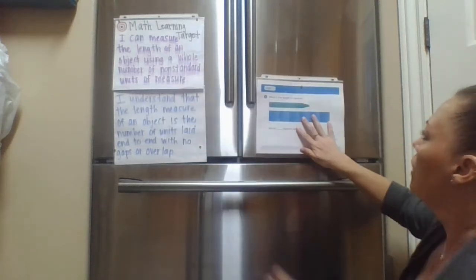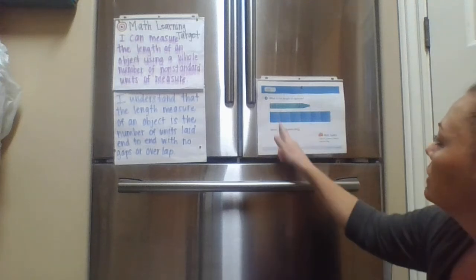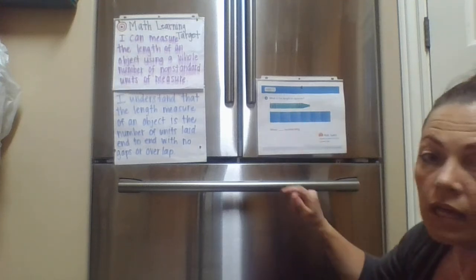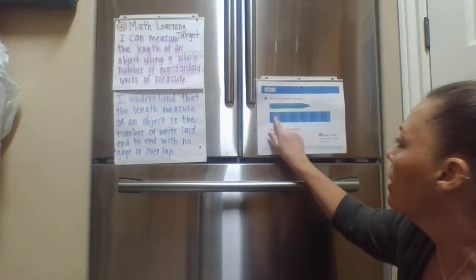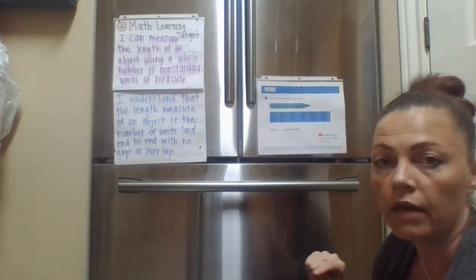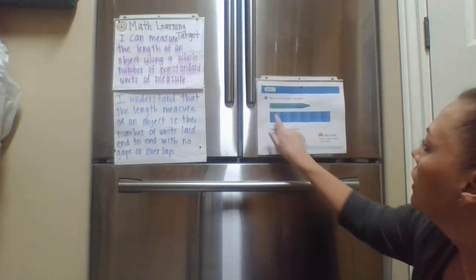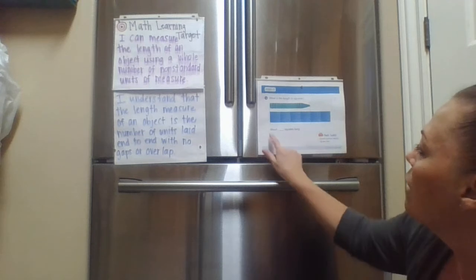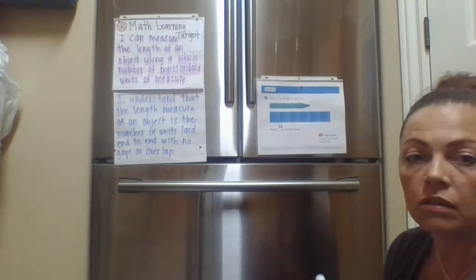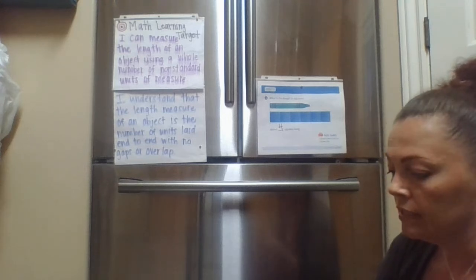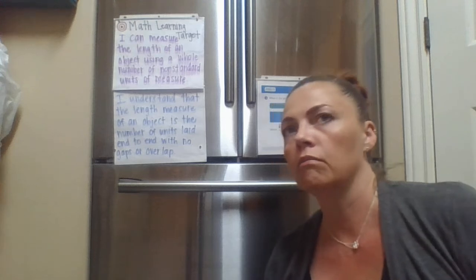All you have to do on this one is count up the number of squares. Let's count our squares. And if you need to, touch each square as you count it, if that helps you count correctly, okay? So we have 1, 2, 3, 4. So this crayon is about 4 squares long, okay?